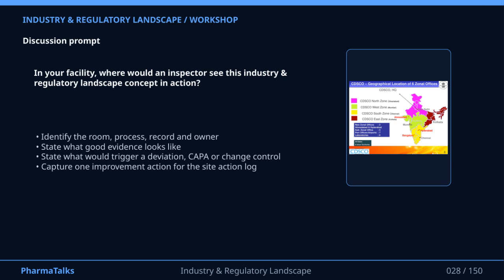It's important to identify what good evidence looks like. For example, clear documentation and adherence to protocols. Also, think about what situations might trigger a deviation, a corrective and preventive action, or a change control. Finally, take a moment to capture one improvement action that could be added to the site action log. This exercise will help solidify your understanding of how regulatory expectations translate into practical, everyday operations.